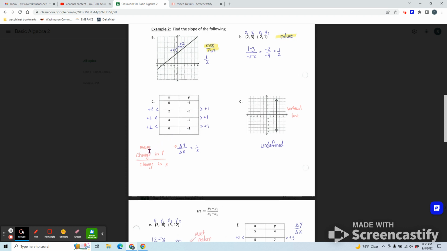Your slope is the change in y over the change in x. So my y values are changing by 1, my x values are changing by 2. So 1 over 2 is my slope.